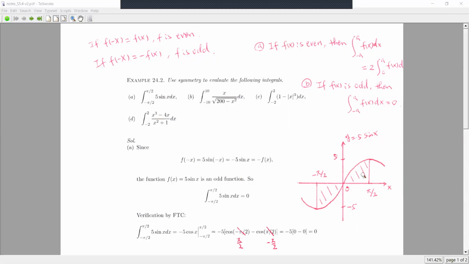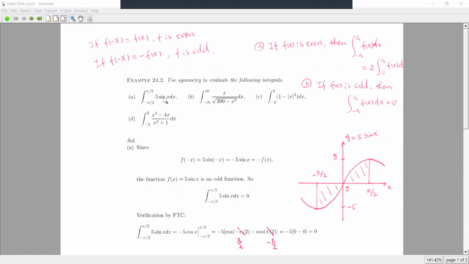About this region, the area above the x-axis is this area. And the area below the x-axis is this area. Clearly, these two areas are equal. So therefore, the net area of this shaded region is 0. So this integral is 0. So the answer to question A is 0.